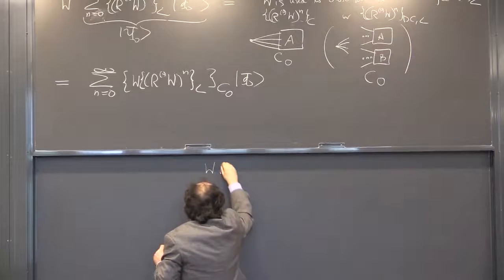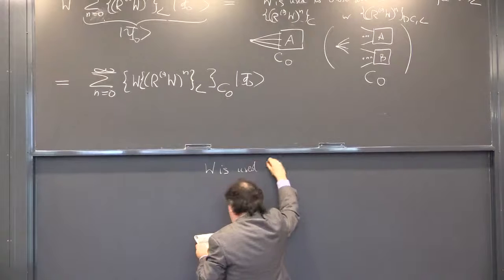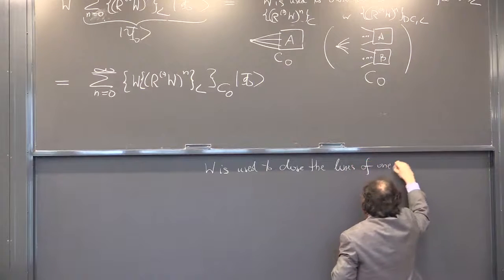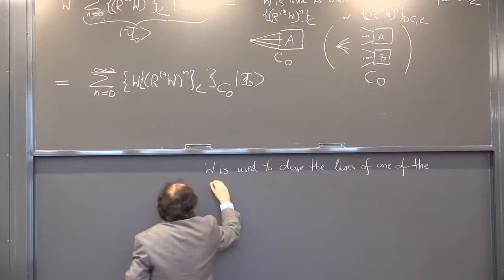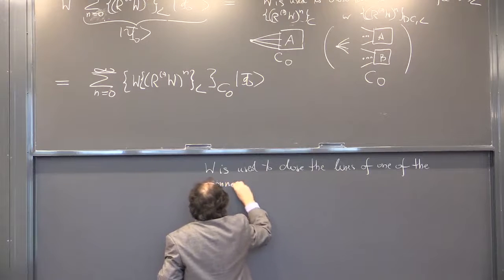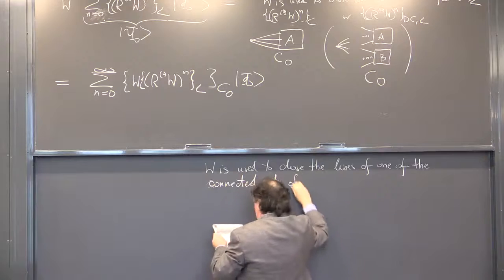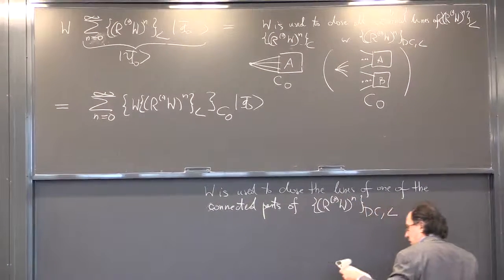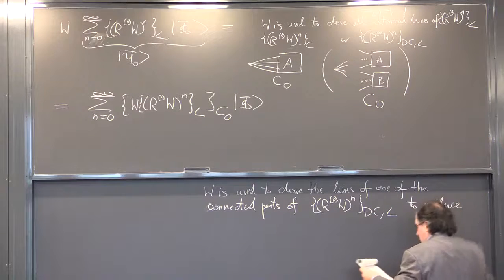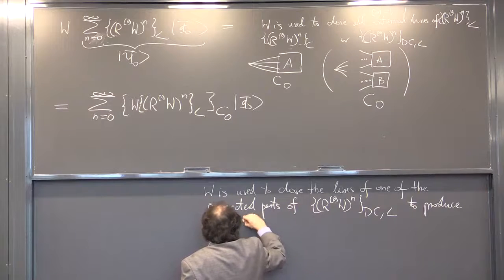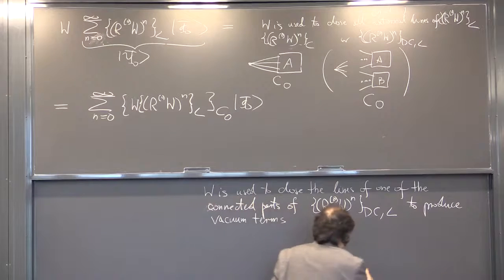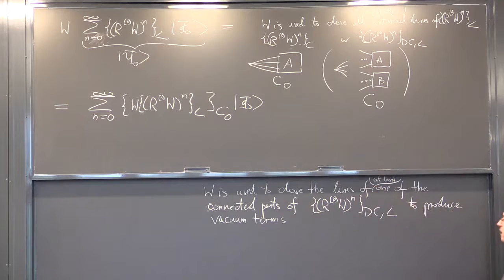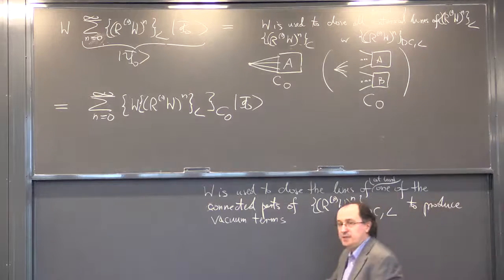Here. W is used to close the lines of one of the connected parts of R0W to the n, disconnected but linked, to produce vacuum pairs in general. Maybe I should say W is used to close the lines of at least one, because of course you can close more. At least one of the connected parts of a disconnected linked diagram to produce vacuum pairs. Okay, that's the second logical possibility.